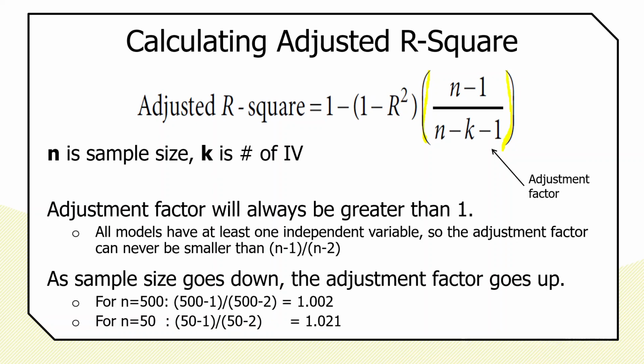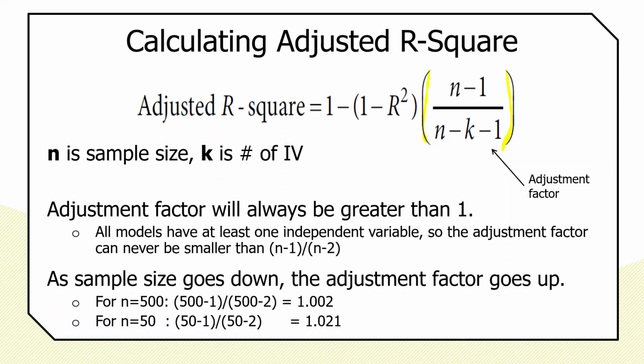In fact, the smaller the sample size and the more the number of independent variables in the model, the larger the adjustment factor is. And see that, so if you're dealing with large samples, the adjusted R-square is very close to regular R-square. But with smaller samples, like the state sample, the two numbers are going to be more noticeably different.